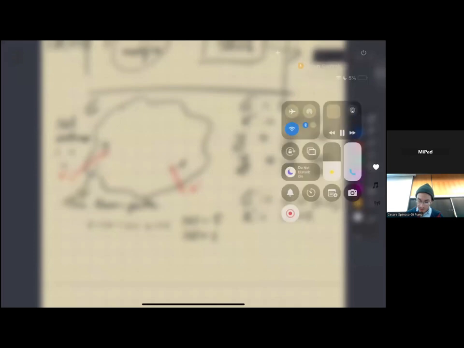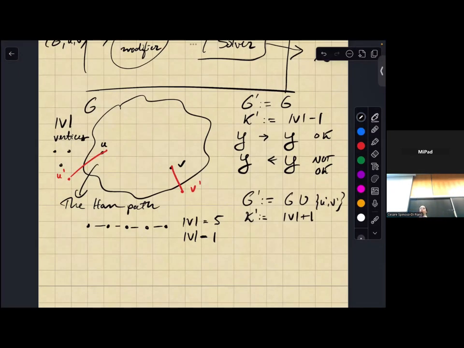How am I doing on power? Okay, right? So it's going to be V plus 1.